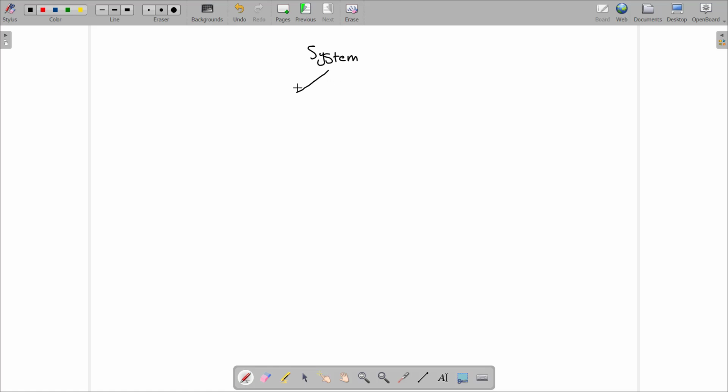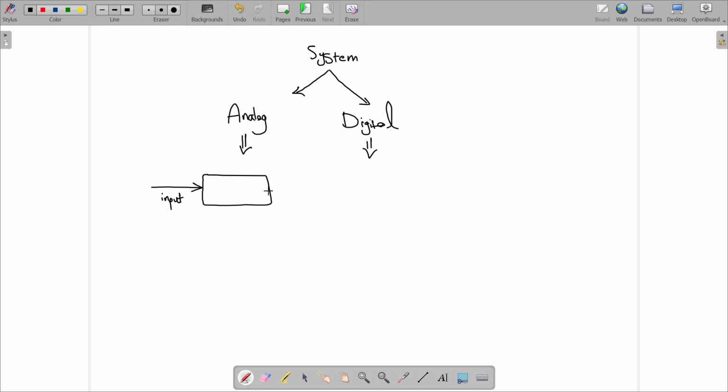Generally, we can divide systems into two main categories. One is analog systems, and the other is digital systems. So what is an analog system and what is a digital system? We say that if we have a system, we know that each system has an input or inputs, which can be one or more than one, and also an output.